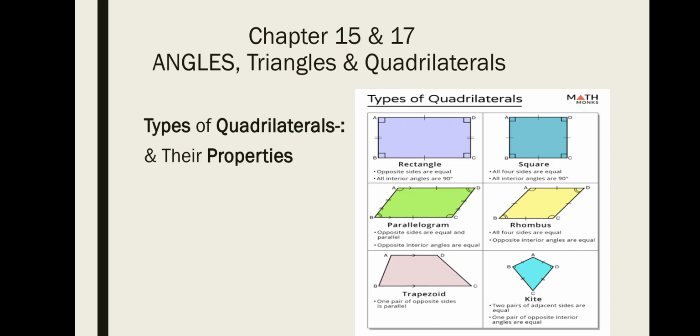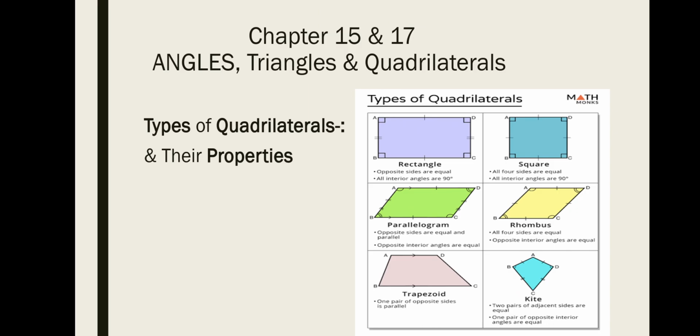Parallelogram. Opposite sides are equal and parallel, and the opposite angles are equal, and the adjacent angles are supplementary angles. Their sum will be 180 degrees. Suppose here A is 120. The angle C is also 120, and angle D and angle B will be 60 degrees. So opposite angles are equal and adjacent angles are supplementary.